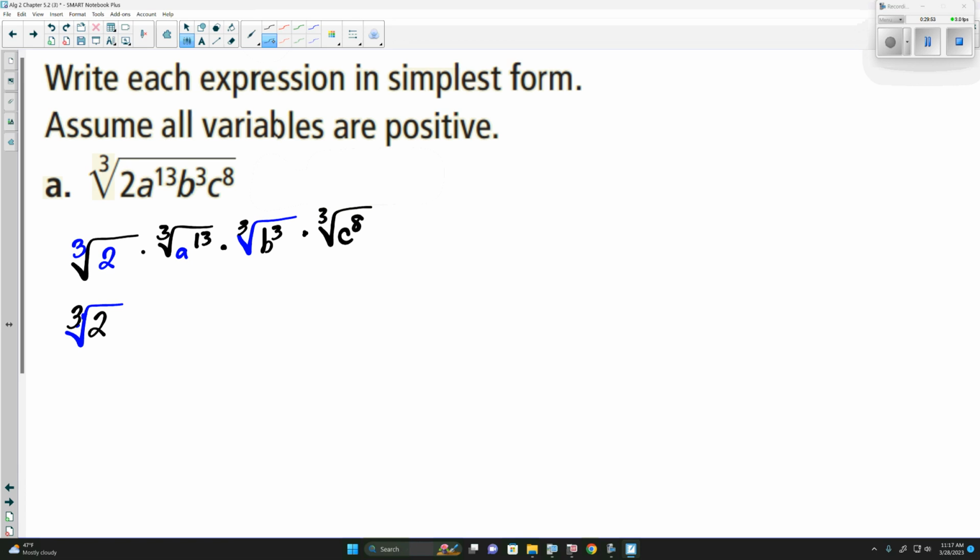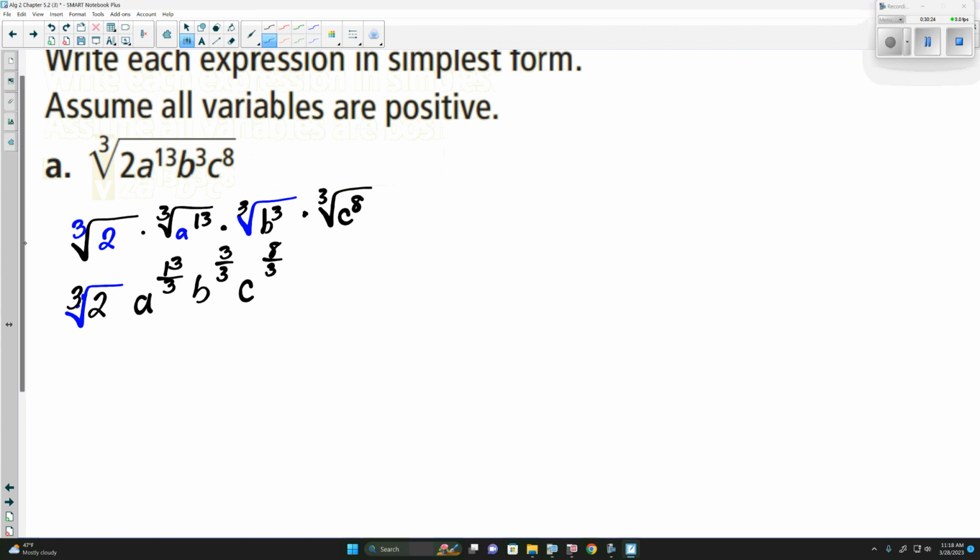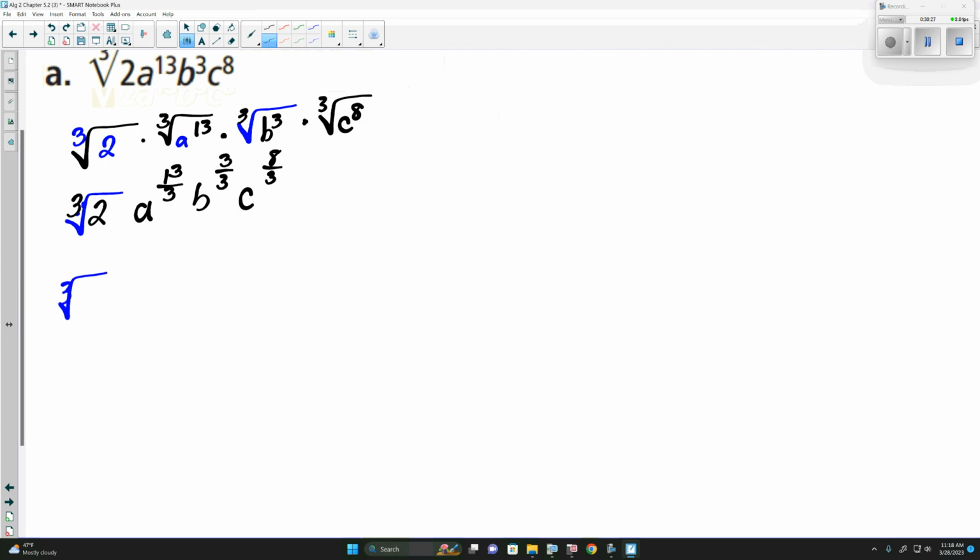Now, when we look at the cubed root of a to the 13th, we could rewrite this as a fractional exponent because the cubed root of a to the 13th would be a to the 13 thirds. B would be to the 3/3, and C is going to be to the 8/3. And from here, we can rewrite these as mixed numbers. You can rewrite each one of these as a mixed number.